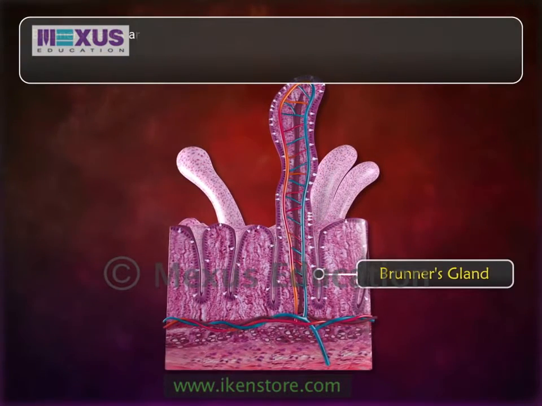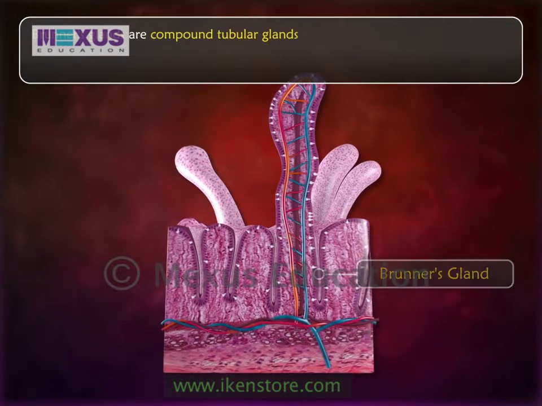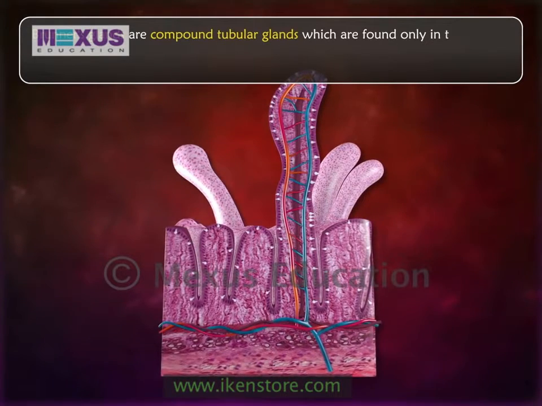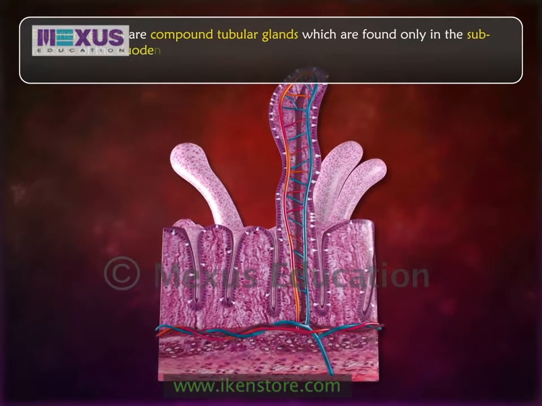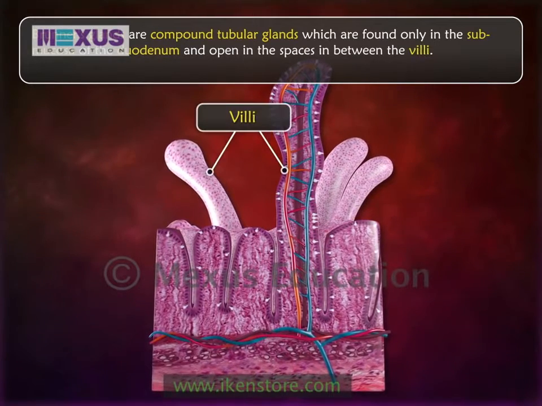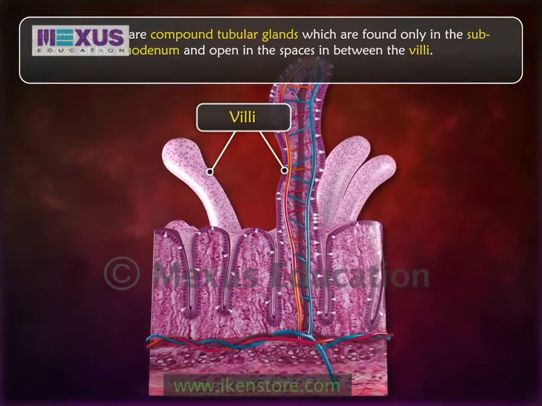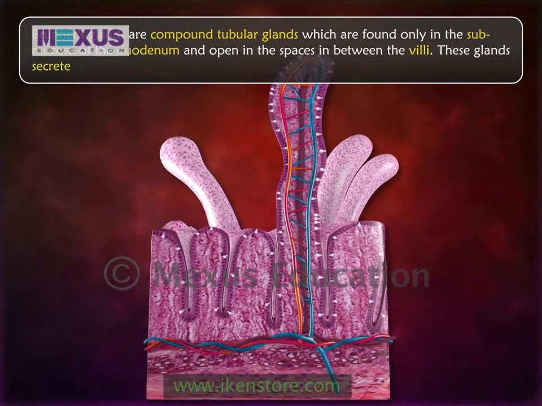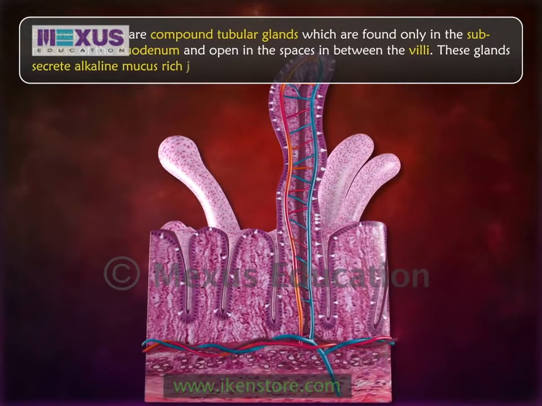Brunner's glands are compound tubular glands which are found only in the submucosa of the duodenum and open in the spaces in between the villi. These glands secrete alkaline mucus-rich juice.